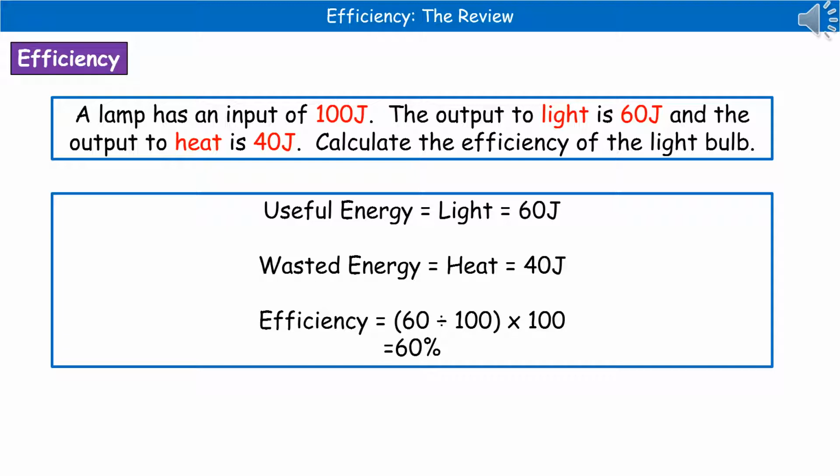Therefore, when we come to work out the efficiency, which is our useful output energy divided by the input energy times 100, it's going to be our 60 divided by 100, and then we times that by 100, which gives us 60%.